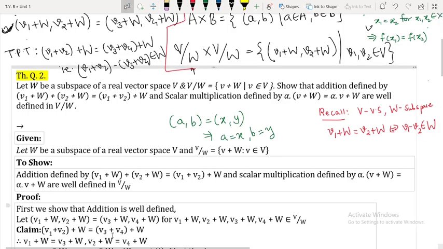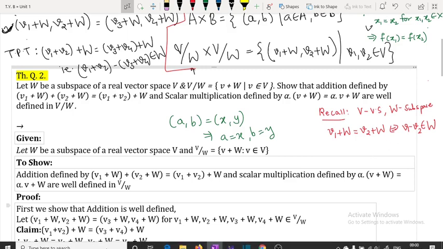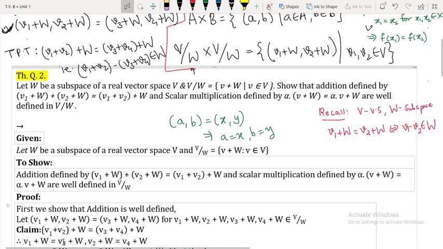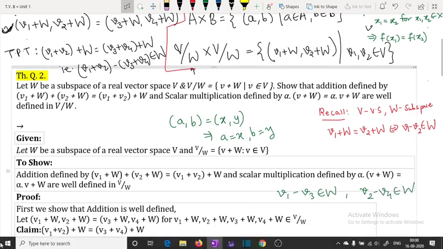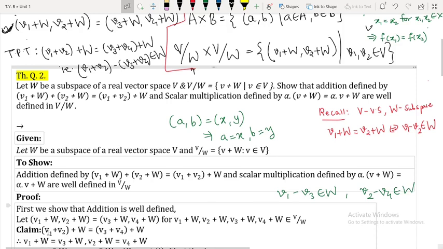Now again I am going to use this result. Since V1 plus W is equal to V3 plus W, what can I say immediately? The subtraction of the representatives, that is V1 minus V3, should belong to W, and V2 minus V4 should belong to W. So V1 minus V3 comes from here and V2 minus V4 comes from here. Now with the help of this I have to show this.